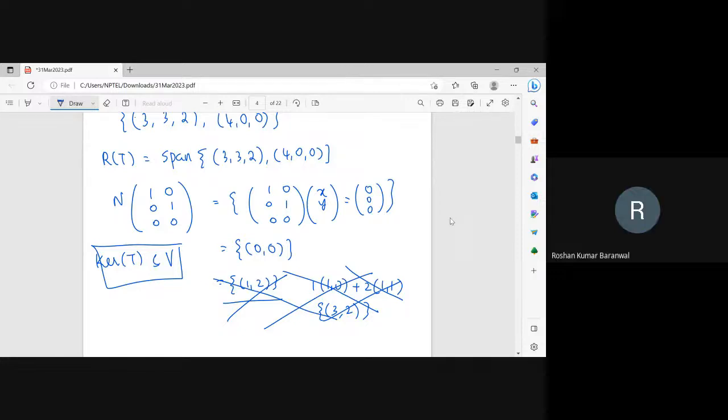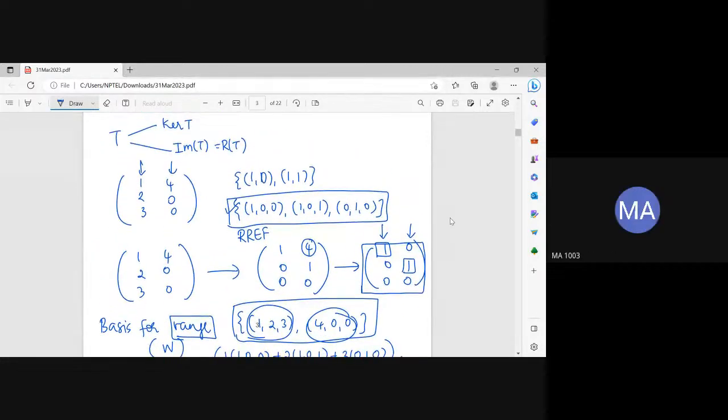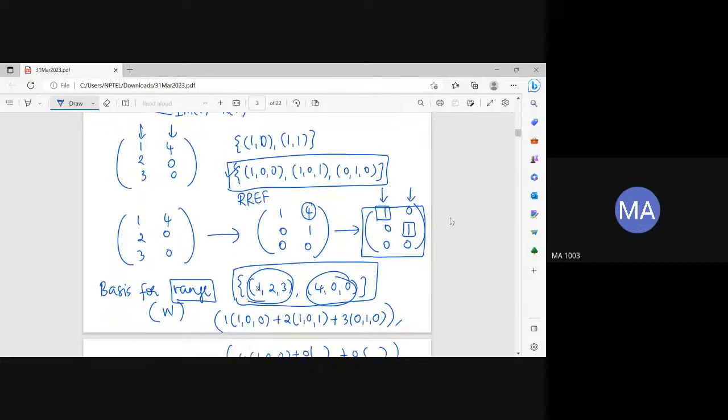Ma'am, what is the use of pivots in finding the range of linear transformation? You're finding a basis using the pivots, right? The pivots indicate that you have linearly independent vectors there. So from there, we get the basis.